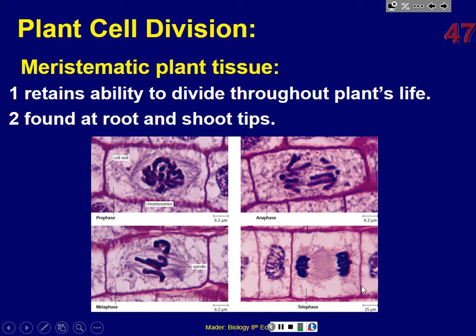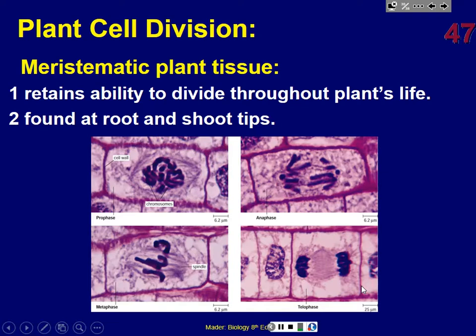So you have very similar, what you're seeing here is the stained plant cells in division. The upper left is prophase. You see replicated condensed chromosomes. Bottom left is metaphase. They're lined up. Top right is anaphase, they're pulling apart, and then bottom right is telophase. You're getting two new cells there.